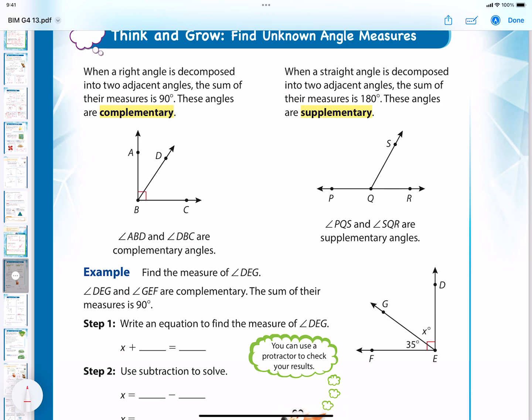I'm sure you are familiar with these vocabulary words, because you studied the vocabulary cards, right? Yes, thank you. All right, angle ABD and DBC are complementary angles, because when these two angles come together, they're forming what? A 90 degree right angle. Complementary.